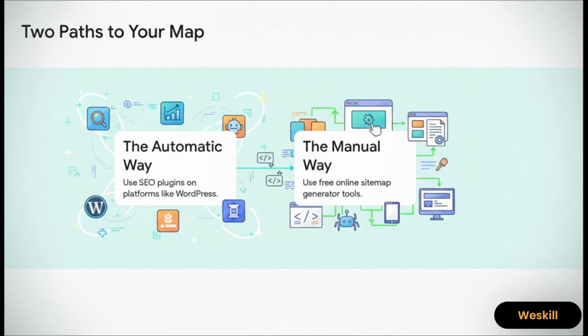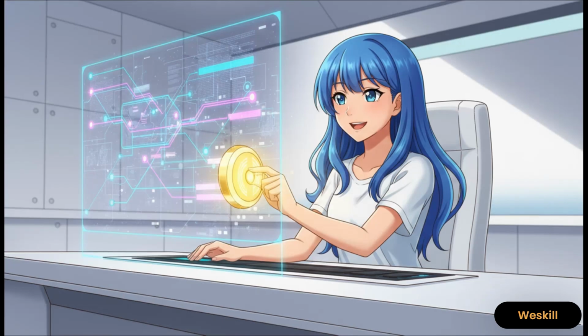There are free online tools that can crawl your site and spit out the file for you in just a couple of minutes. If you're on WordPress, this is the easy button for sure. Great SEO plugins like Yoast or Rank Math have this feature built right in. All you do is find the setting, flip a switch to on, and you're done. The best part is the plugin doesn't just create the map, it keeps it updated every single time you add a new page. It's totally set it and forget it.